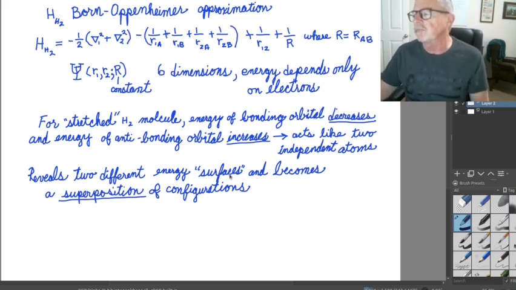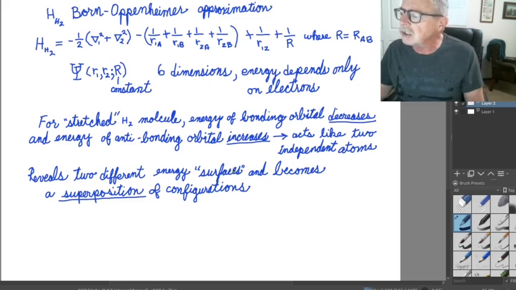Now that term might not make much sense, but at least we've got two different things we have to deal with, and it becomes a superposition of configurations. And so even this approximation that makes life simpler doesn't always work, and we have to keep that in mind as we go to more and more complicated molecules and the interaction between multiple atoms.